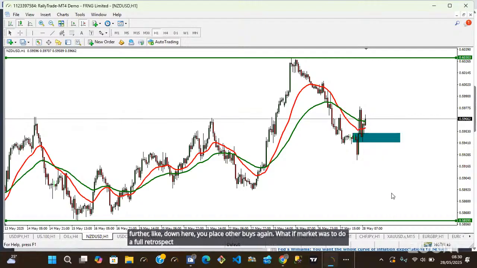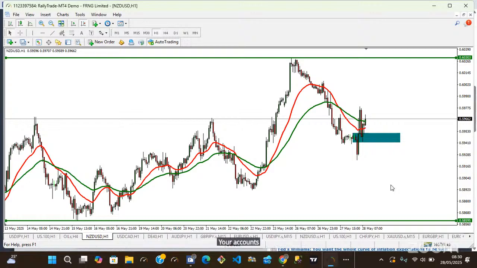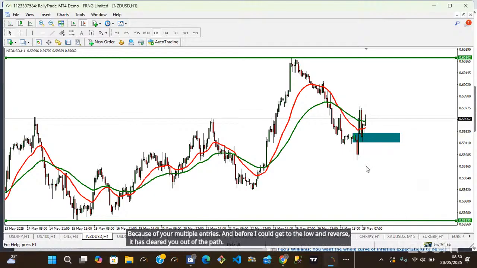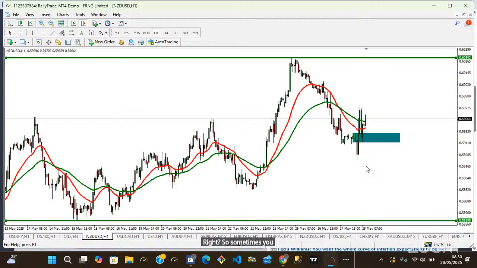Now you are over leveraged. You have so many buys. Your account cannot hold on to that trade. The negative is too much because of your multiple entries. And before it could get to the low and reverse, it has cleared you out of the market, right? So sometimes you don't just double down on the market like that, all right? So don't ignore the rules.